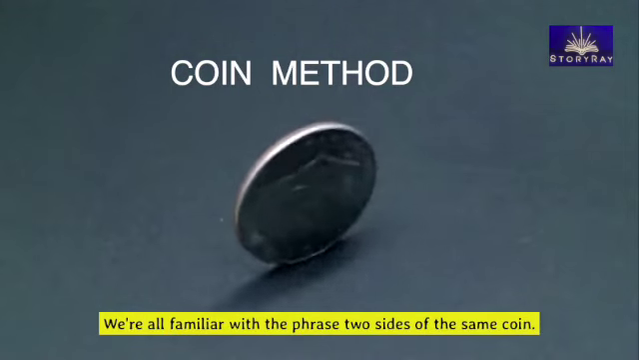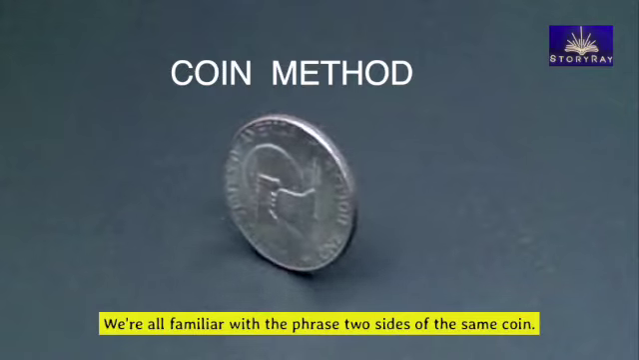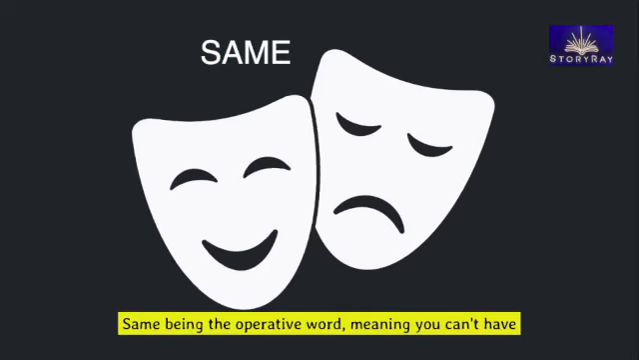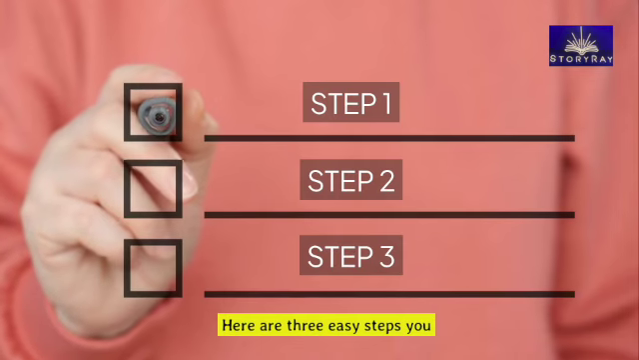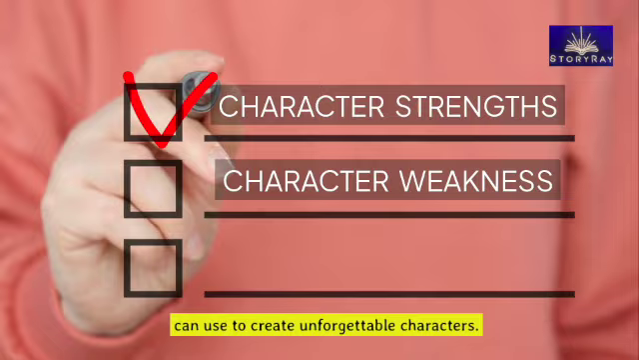We're all familiar with the phrase, two sides of the same coin. Same being the operative word, meaning you can't have totally different and conflicting character traits. Here are 3 easy steps you can use to create unforgettable characters.